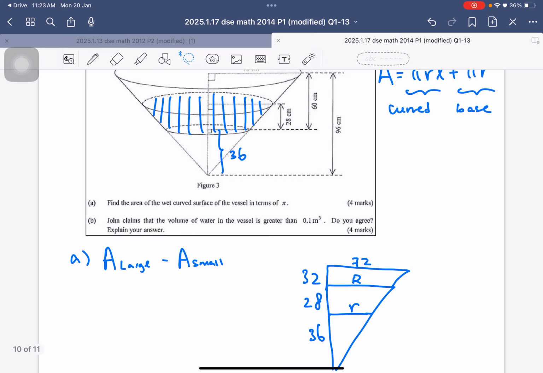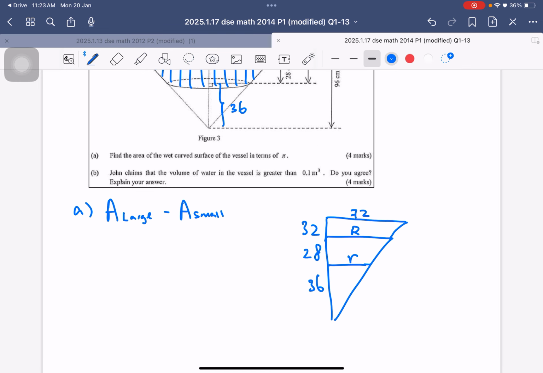Then what's the next step? If we want to find the wet curved area, we need this formula: pi R big L minus pi r small l. How do you find the big L? This is the big L. It's going to be pi times R times the square root of 28 plus 36, which is 64 squared, plus R squared.